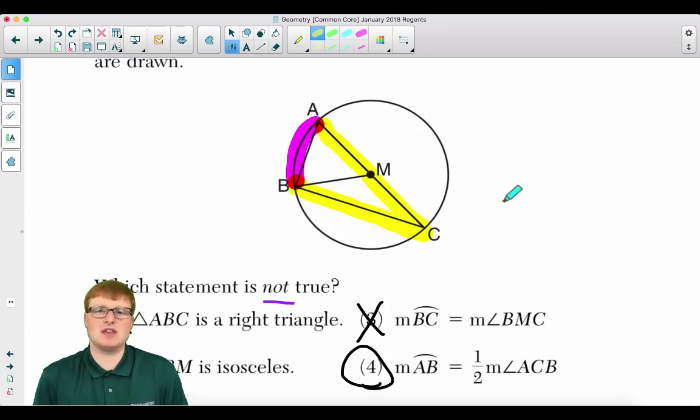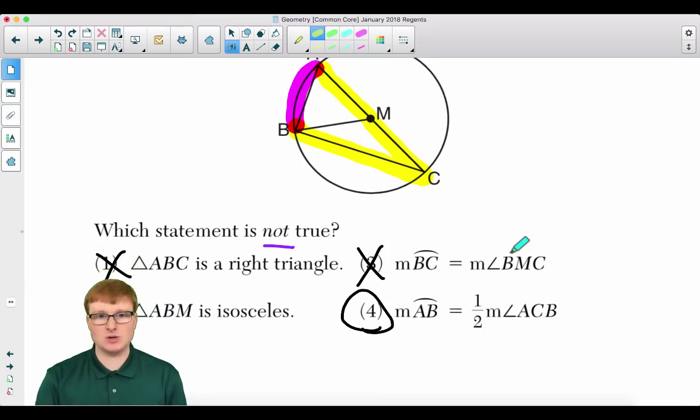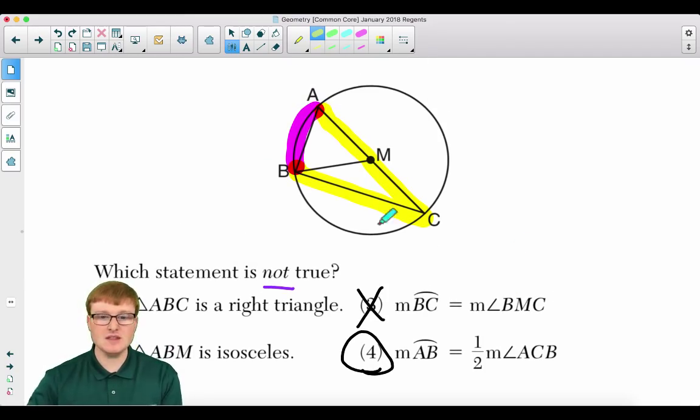Now, some of you might be thinking, wait, Trevor, I got this to be true, and I got one of the other answers. Why is that? Why is this the false statement? Well, you're confusing the number 1/2. So you need to be very careful when you're reading this information. The measure of arc AB is not 1/2 of this angle measurement.